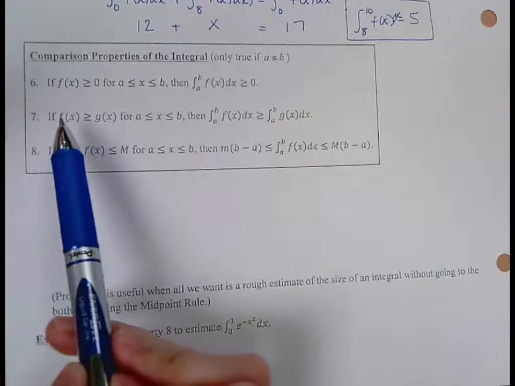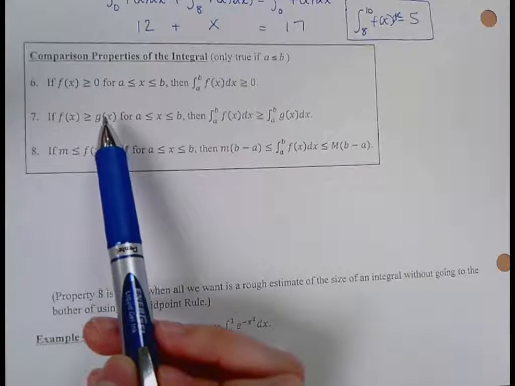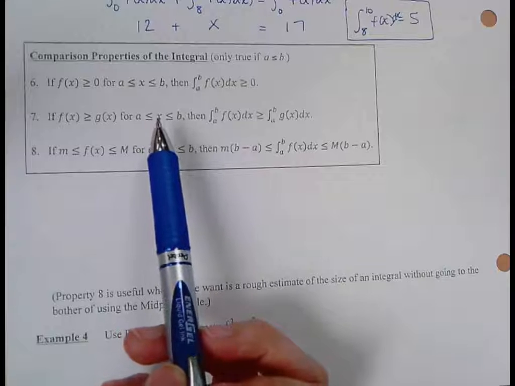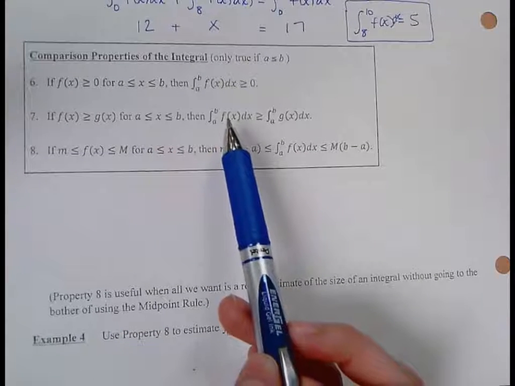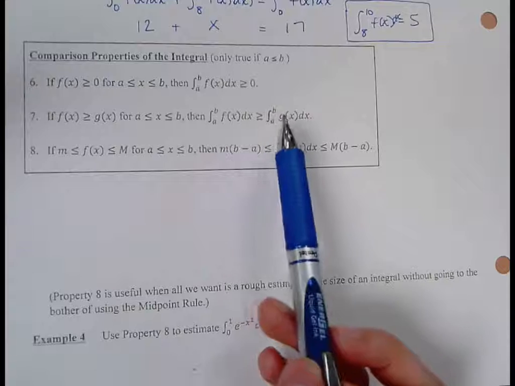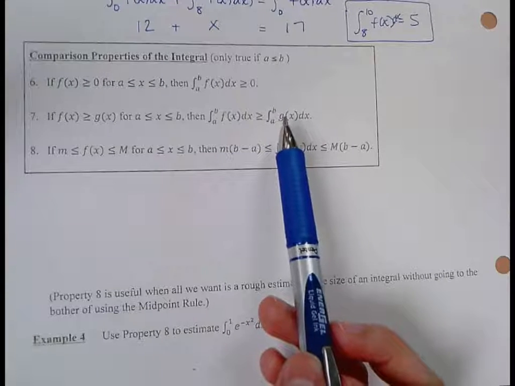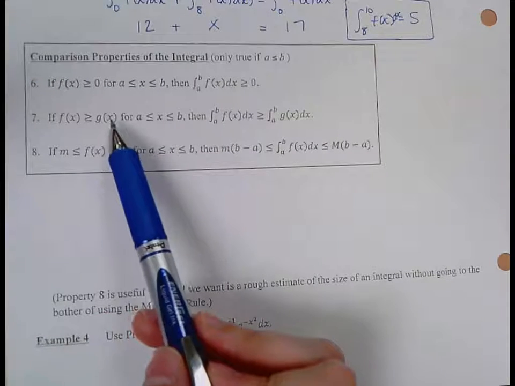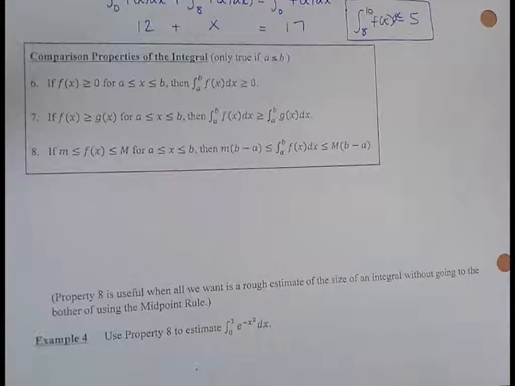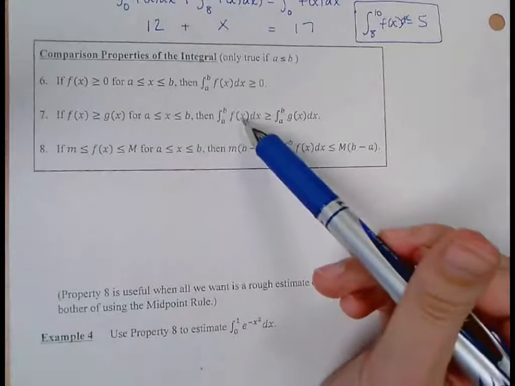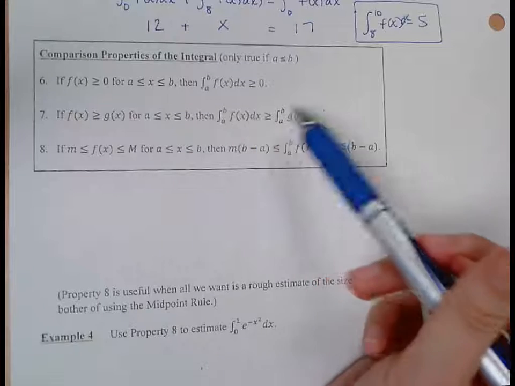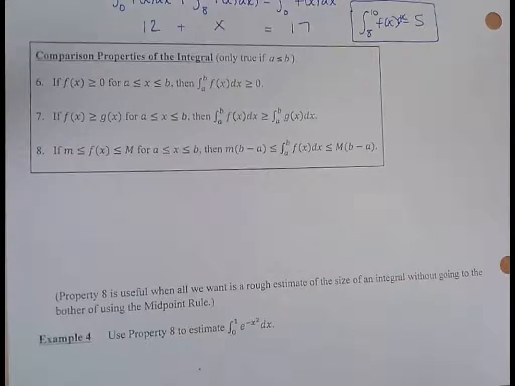And then 7, if f is greater than or equal to g for the interval a to b, then the integral from a to b of f should be greater than or equal to the integral from a to b of g. So if f is a greater function than g, so on a graph f would be higher than g, the area under f should be larger than the area under g. That's intuitive as well if you picture it. A higher function would have more area below it.